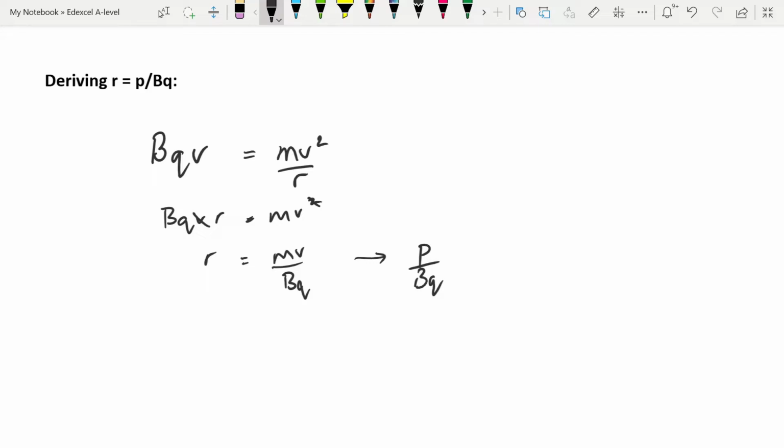There are other derivations that we can do with this that I will come back to later on, but that is the principle. The radius of the circle in which a particle moves depends on these factors: its mass, its velocity, the strength of the magnetic field, and its charge.